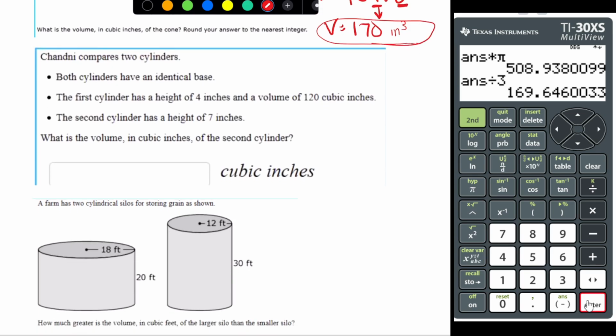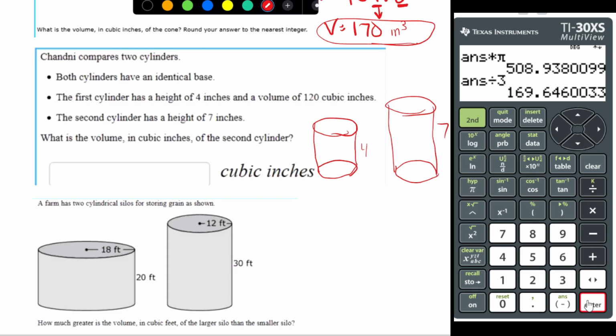Shawnee compares 2 cylinders. Both cylinders have an identical base. The first cylinder has a height of 4 inches and a volume of 120 cubic inches. So let's draw this. Height of 4. Second cylinder has a height of 7 inches. What is the volume in cubic units of the second cylinder?